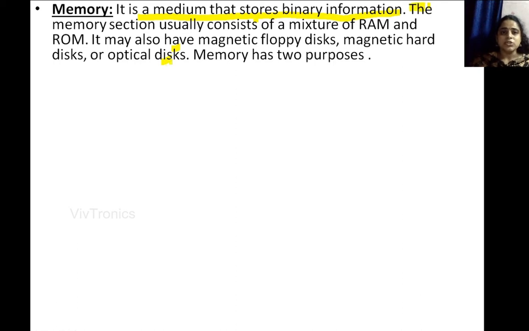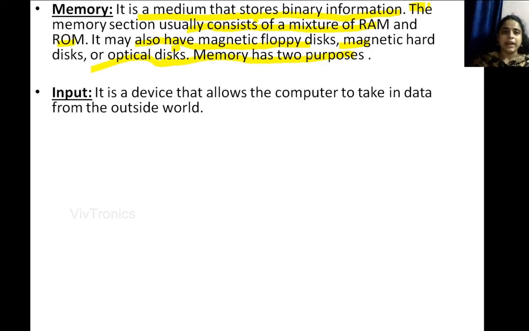The memory section usually consists of a mixture of RAM and ROM. It may also have magnetic floppy disks, magnetic disks, and optical disks. Memory has two purposes. As I have told you earlier, you can see in specifications, 8 GB RAM and 512 GB ROM, like that, right? So memory is a mixture of both RAM and ROM.